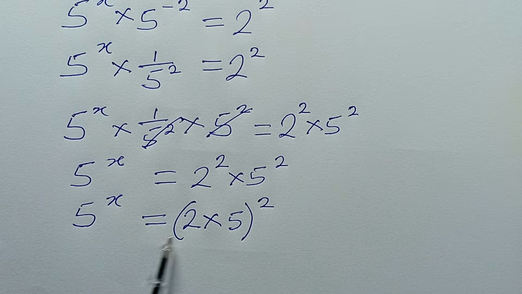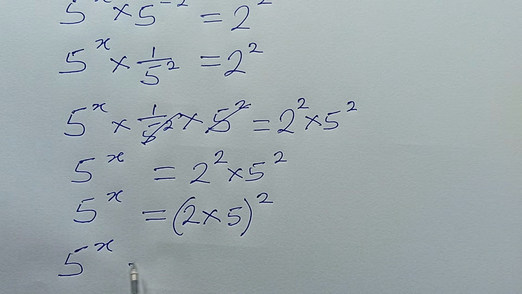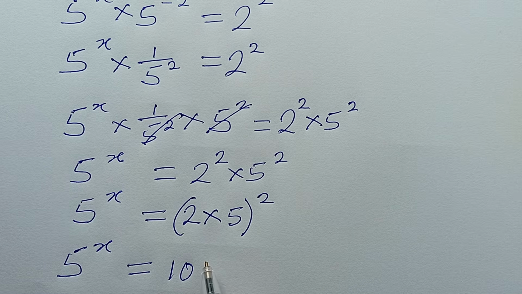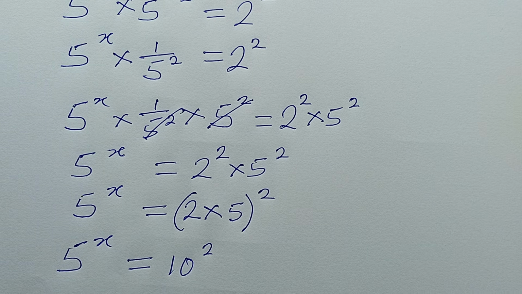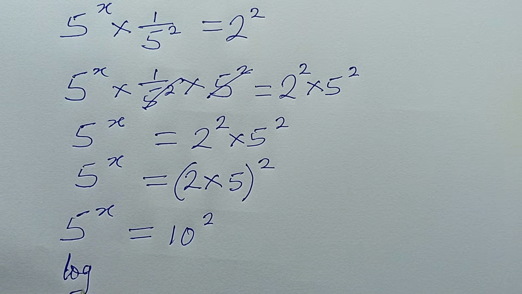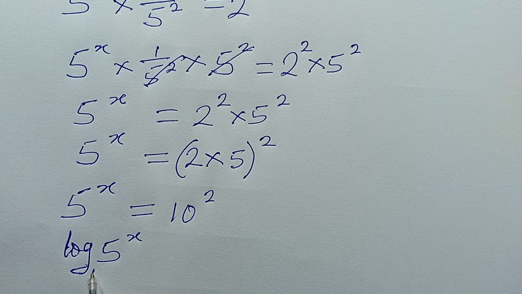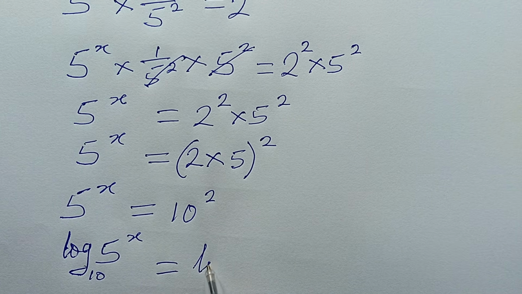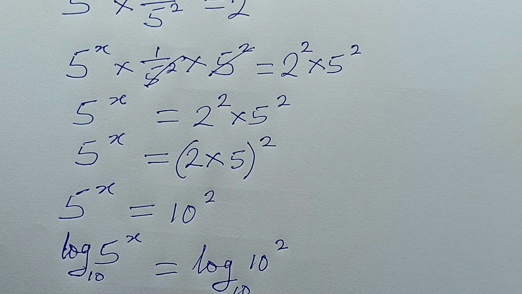So with this, we now have this. Multiplying out, we're going to have 5 to the power of x is equal to 10 to the power of 2. Easy. So we just have to take log to base 10 of both sides of this equation. If we do that, this is going to give us log 5 to the power of x base 10 equal to the log of 10 to the power of 2 base 10.